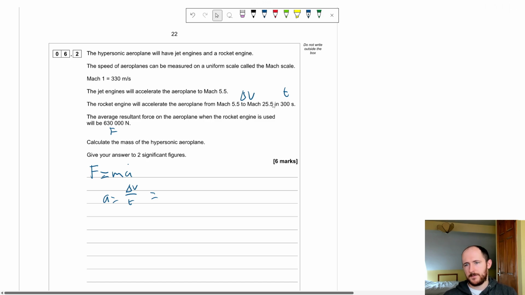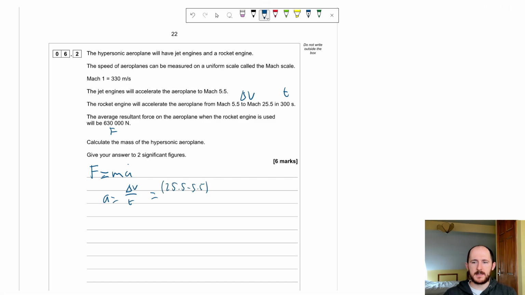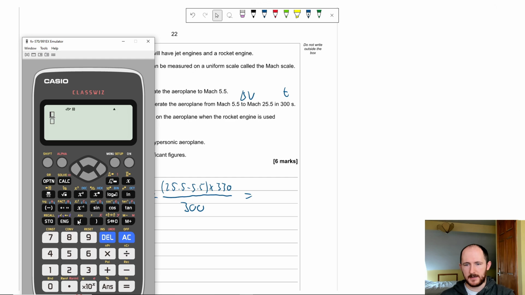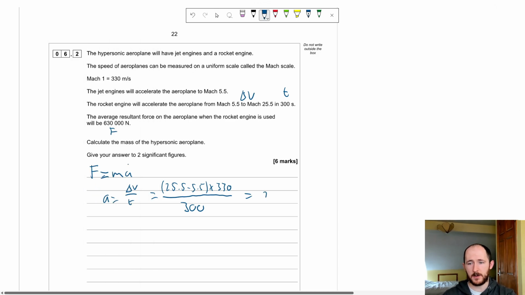So how would we write this? 25.5 minus 5.5. But then we're timesing it by 330, right? Because that's the actual speed that it's going at. So that's 20 times 330, which is 6,600 over 300 seconds. So that's the acceleration, right? So we have 25.5, because again, that's the actual speed. The difference in the Machs times 330 over 300 gives me 22 meters per second squared, which is actually really, really quick.